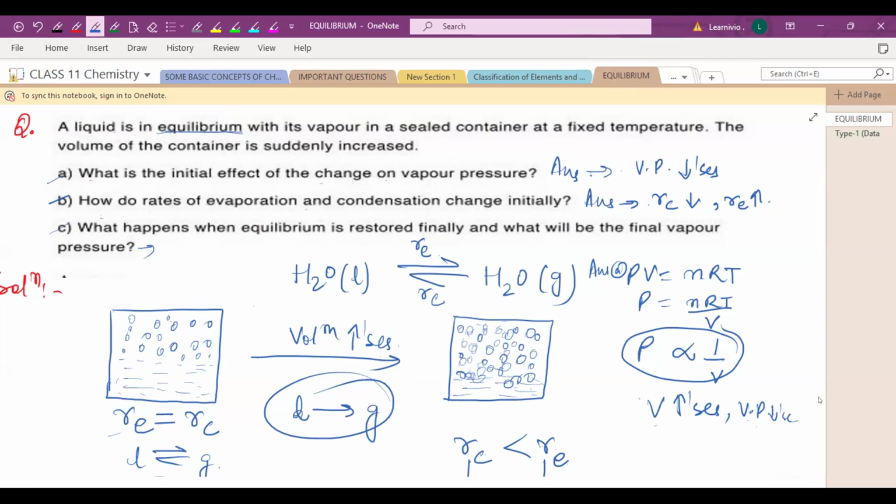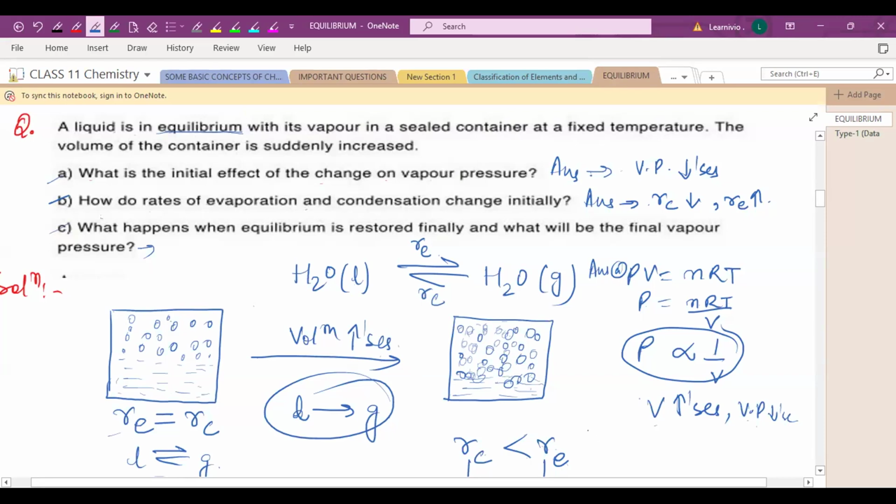It's very simple. What happens when equilibrium is restored? What are the conditions for the equilibrium? The rate of the backward reaction is equal to the rate of the forward reaction. That is the condition for equilibrium, right? In the starting, the rate of evaporation was equal to the rate of condensation, right? After some time the volume is increased, right? It means the rate of evaporation is increased. The rate of evaporation is greater than the rate of condensation.